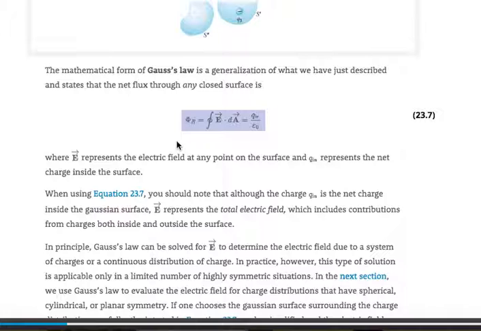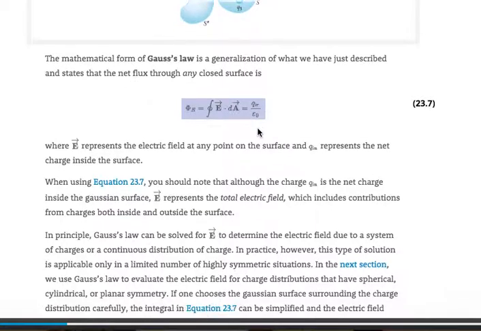Because of that, here we have Gauss's law. Gauss's law says that the net flux through any closed surface, which is the sum of all of the electric field lines and the area, the surface area of the entire surface, is equal to the charge inside that surface divided by the permittivity of free space.